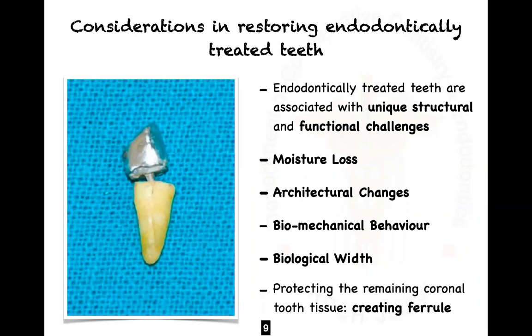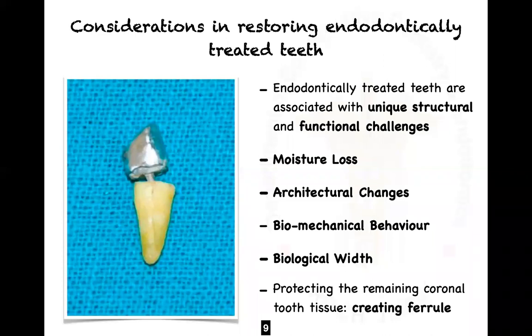So what are the differences? Endodontically treated teeth are associated with unique structural and functional challenges. Second, we have moisture loss. Third, we have architectural changes, then biomechanical behavior, biological width, and protecting the remaining coronal tooth tissue by creating a ferrule. Now, quickly, I'm going to discuss this. What could these unique structural and functional challenges be?